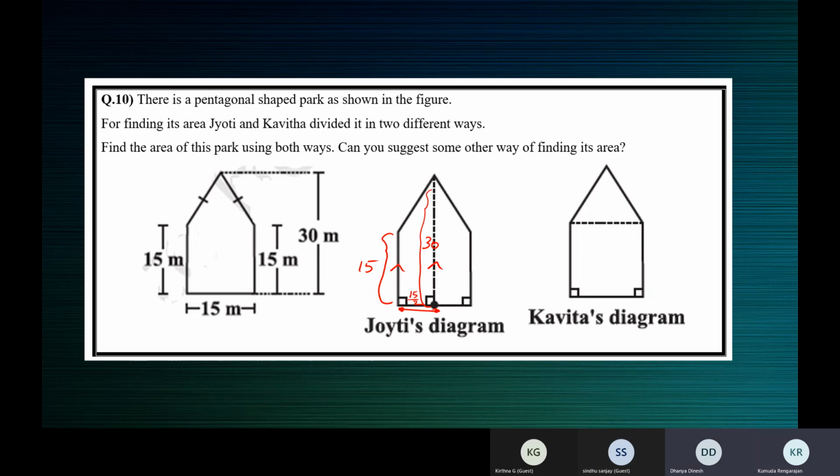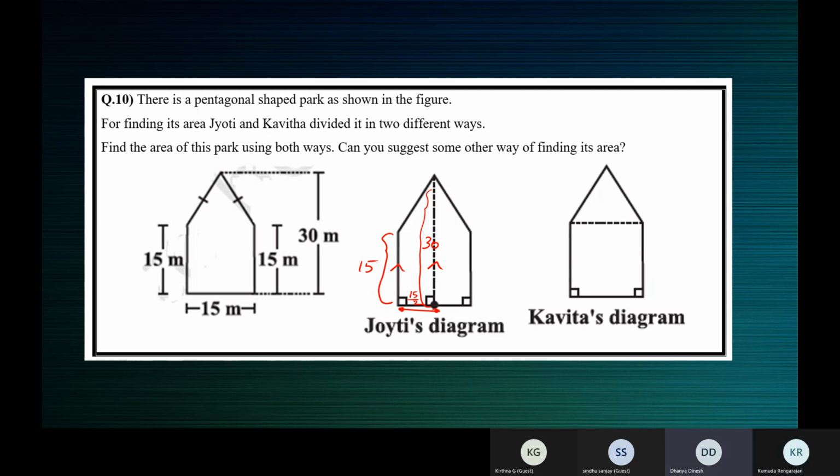And how do we find the area of the triangle? Ma'am, the square, ma'am. 15 into 15, ma'am. Okay, area of the square. Area of the square is side square, 15 into 15, 225 meters square. Fine. How do we find the area of the triangle? Half into base into height, ma'am. Half base into height. What's the length of the base?